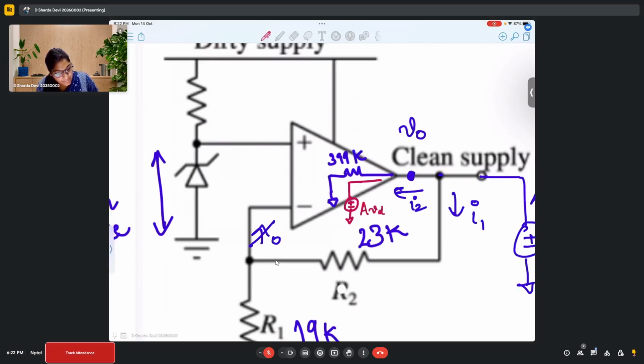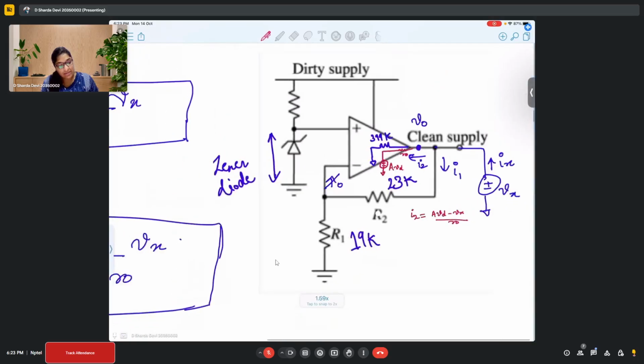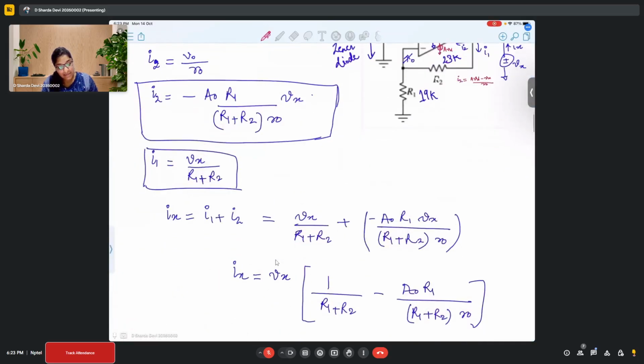AVD, and there would be this R naught, which we are considering, right? Okay, so what you're trying to say is that the current I2, you would like to write it as A into VD minus VX upon R naught, something like this. This is what you meant? Something like this. Okay, so suppose this is the scenario, then how will things change?